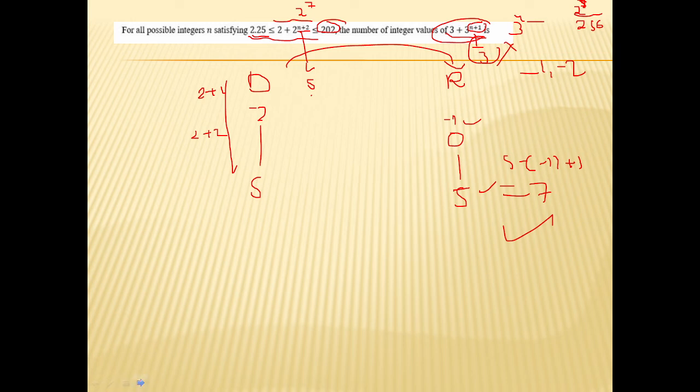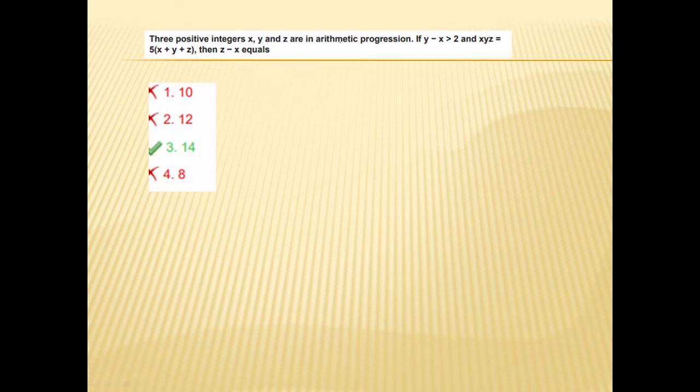20-30 second question. 3 positive integers x, y, z are in AP. If y minus x is greater than 2 and xyz equals 5 times x plus y plus z, then z minus x equals. Pretty decent question.